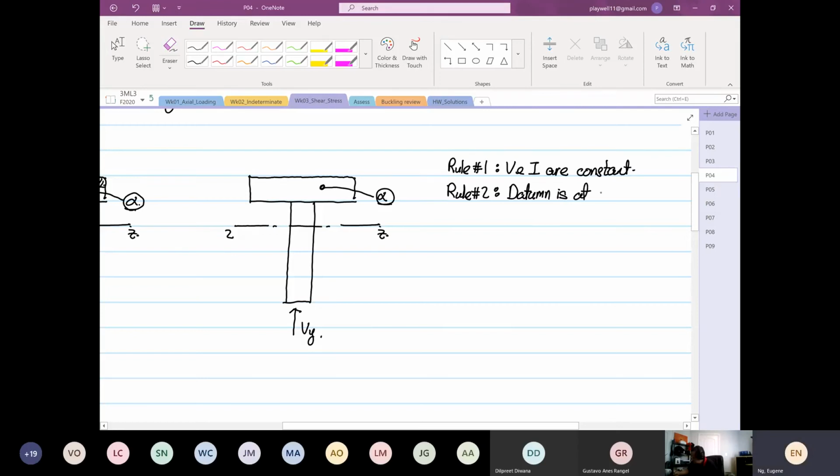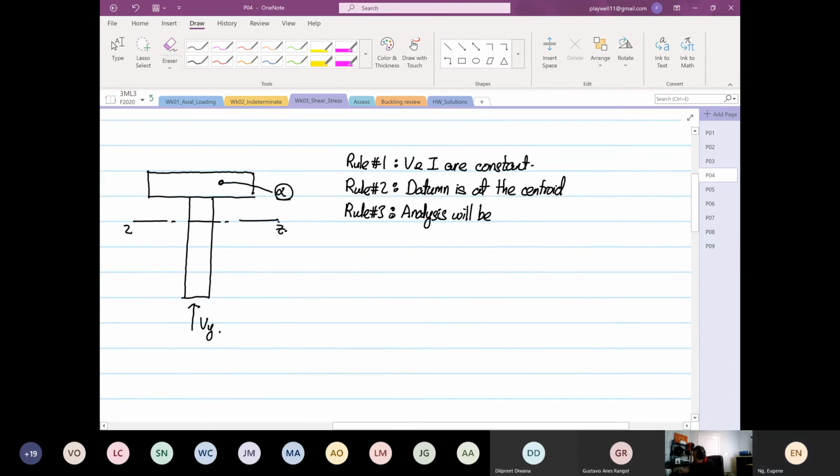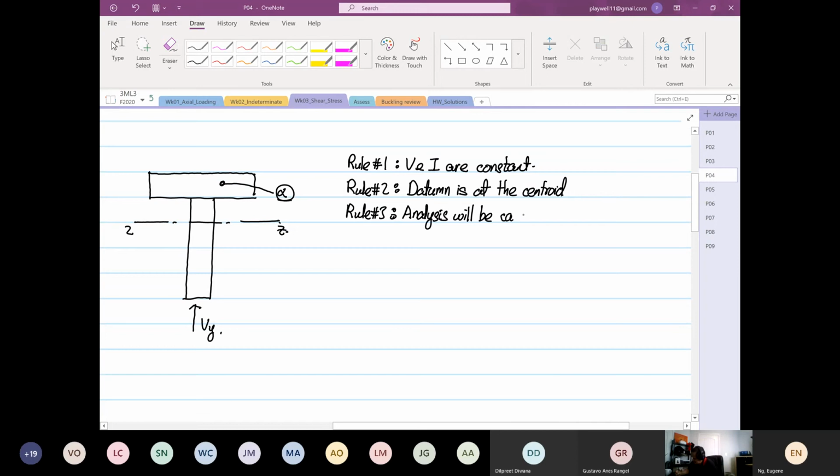...is at the centroid. Rule number 3 is the analysis will be carried out from y variable max.